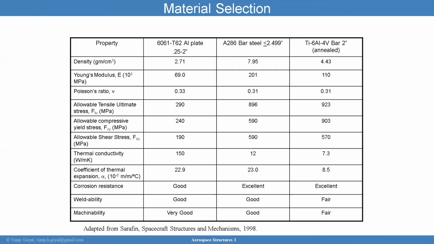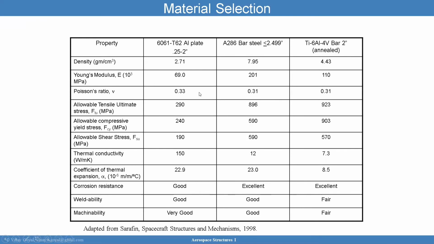And here again, I show you a different view of material selection. Here in the first column, I show aluminum 6061, A286 bar steel, and titanium. What I'm doing here is showing the data in different ways. This is adapted from Seraphin. You can see here the corrosion resistance is great for all of them. The weldability is not bad, and the machinability is not bad. So I selected great materials to compare.